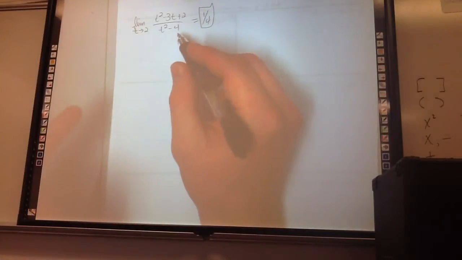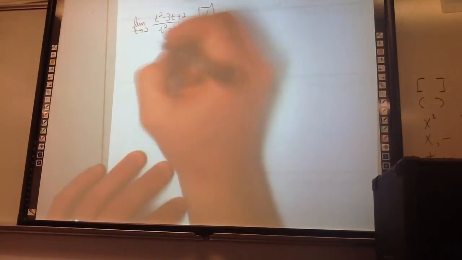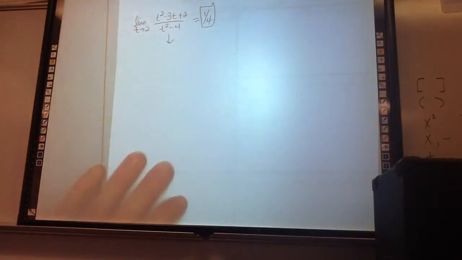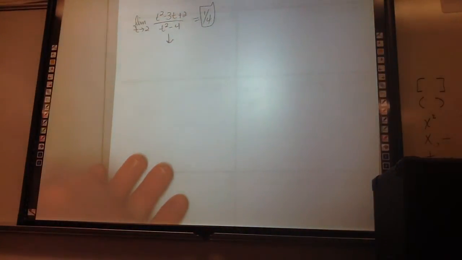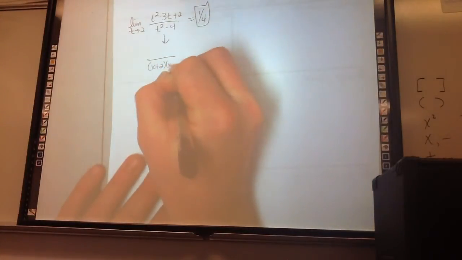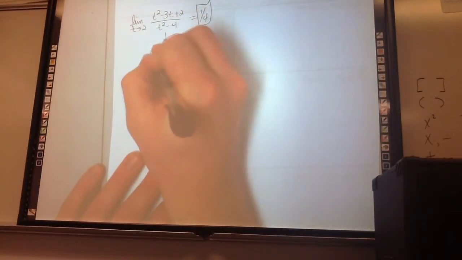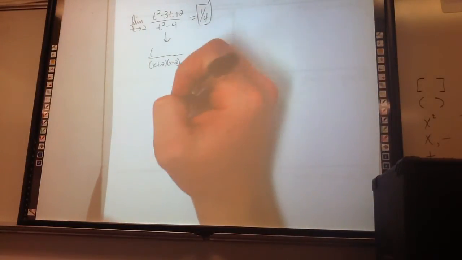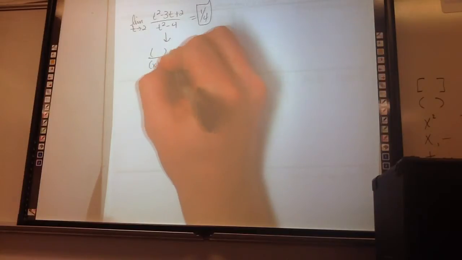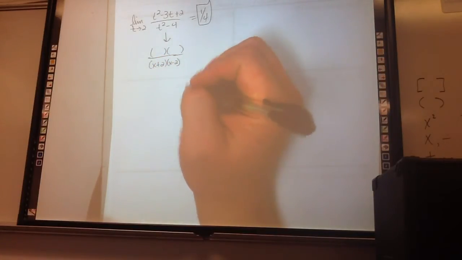Check this out. We did this graphically, right? Watch this. This is gonna blow your mind. You ready? Factor the top and factor the bottom. The bottom is a difference of two squares. Can you even factor the top? Yes. x minus 2, x minus 1.